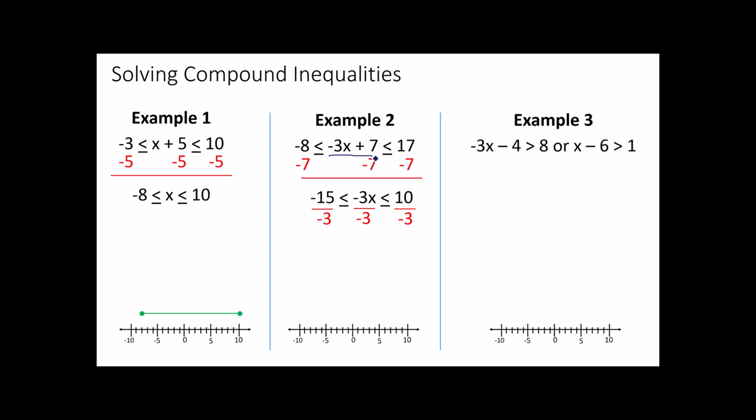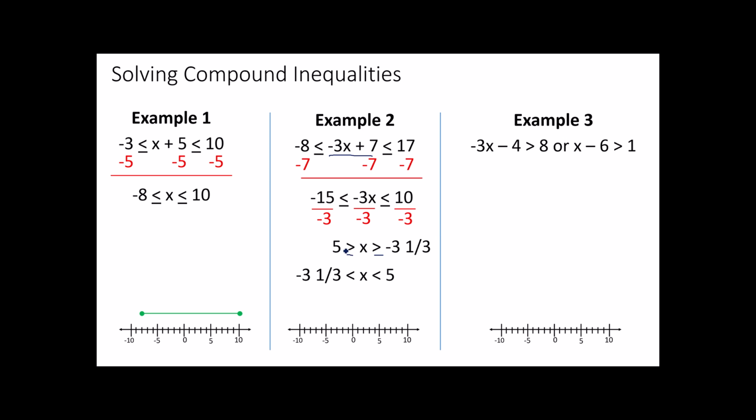Don't forget that when you multiply or divide by a negative in an inequality, you have to flip the signs. In this case, 5 is greater than or equal to x, which is greater than or equal to negative 3 1/3.